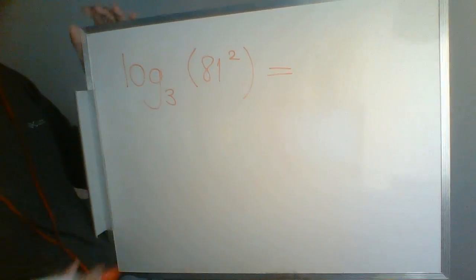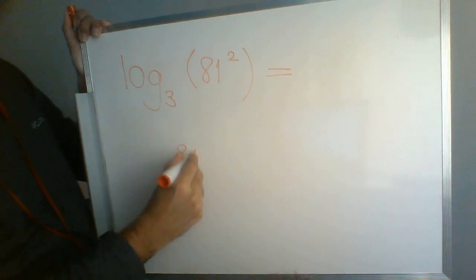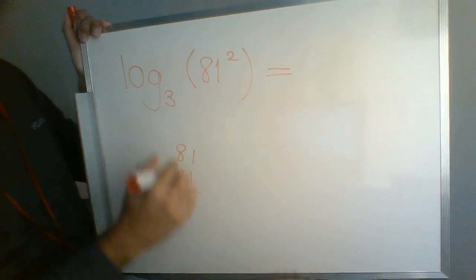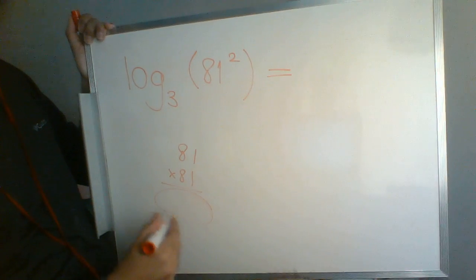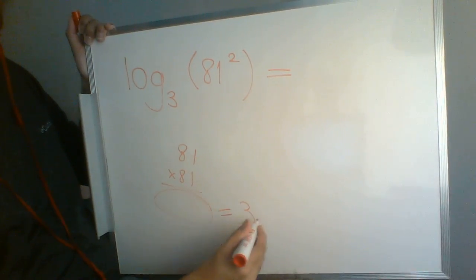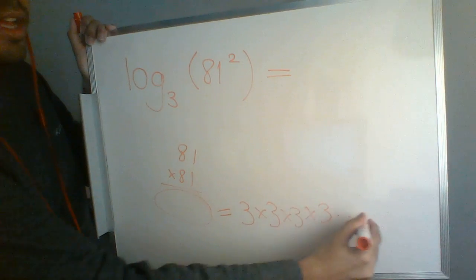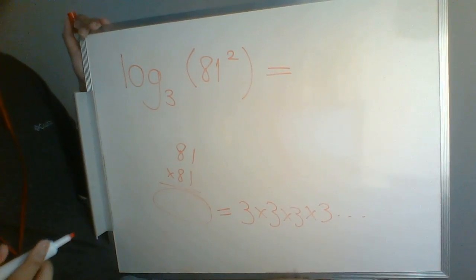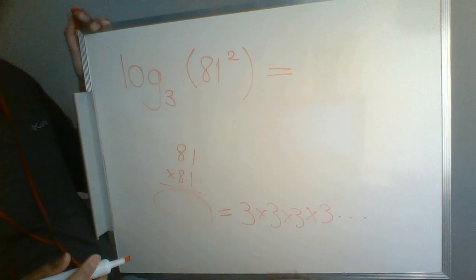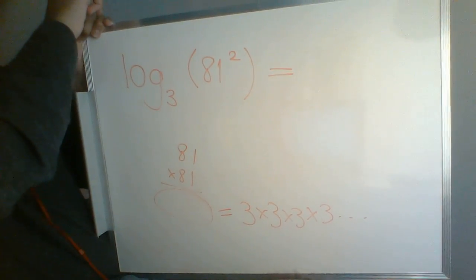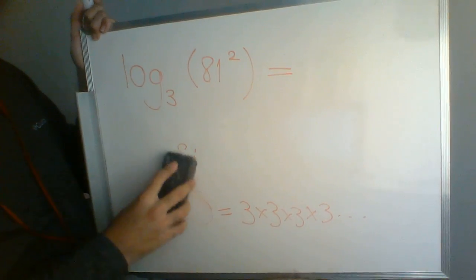Now, if you wanted to, what you could do is figure out 81 times 81, because that would give you 81 squared, and then figure out whatever that answer comes out to is equal to 3 times 3 times 3 times 3. How many times do we need to multiply 3s together to get to that answer? That would sort of be the long way of going about it, but we're going to go about it the shorter way, which is using one of the logarithm rules.